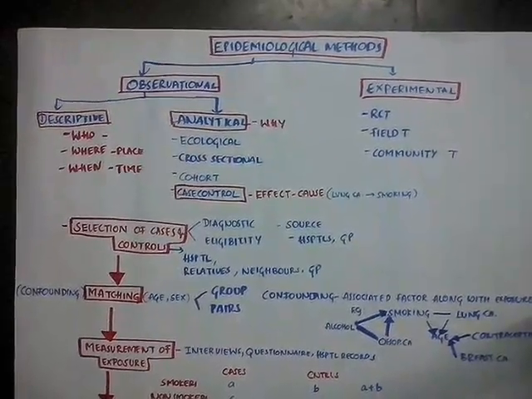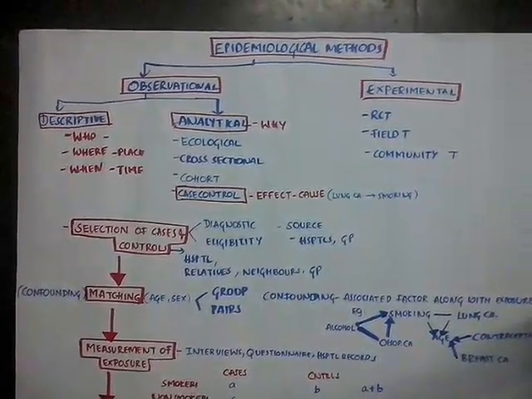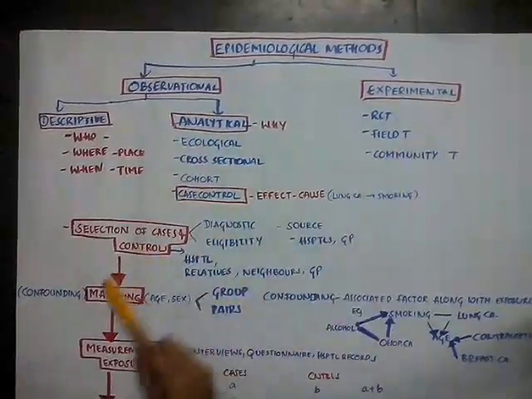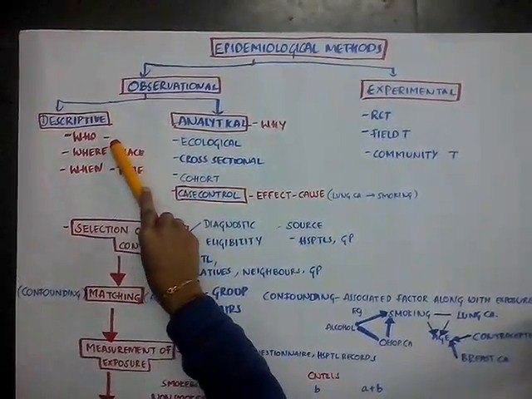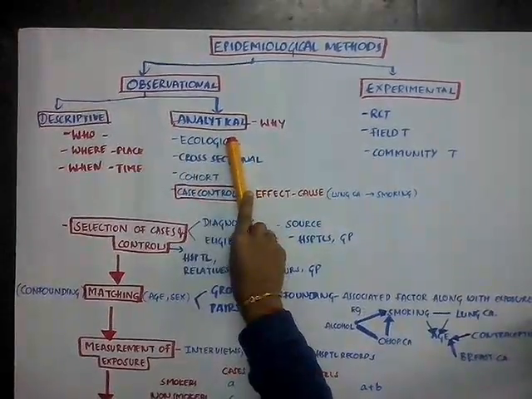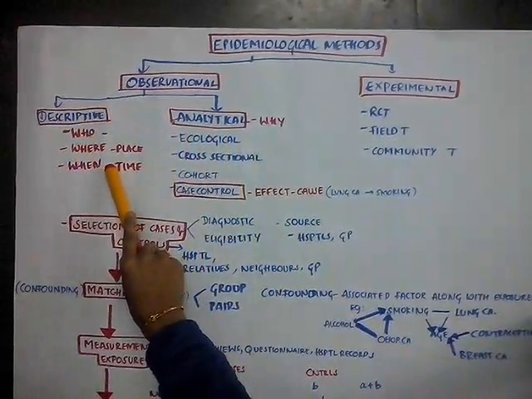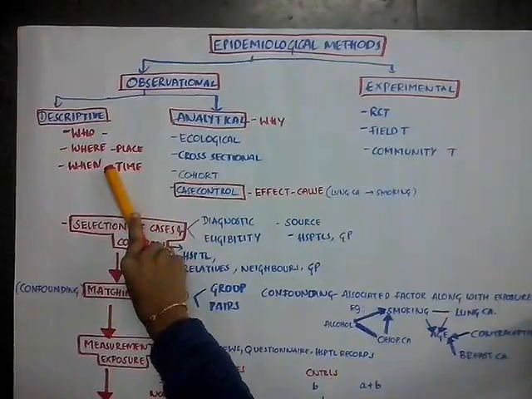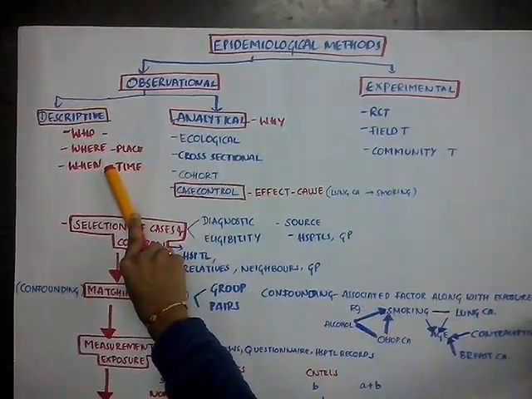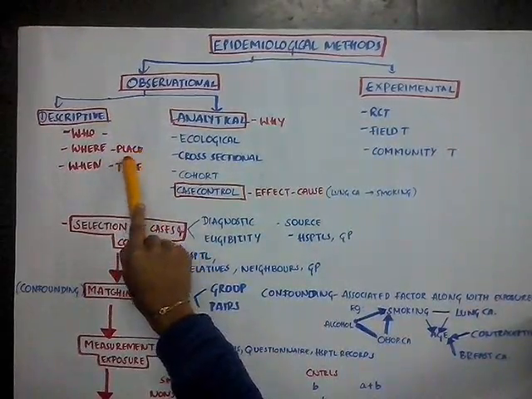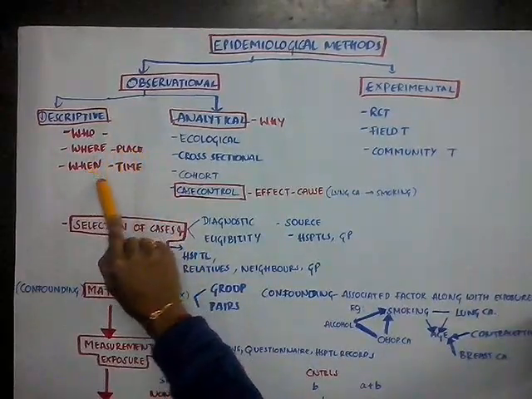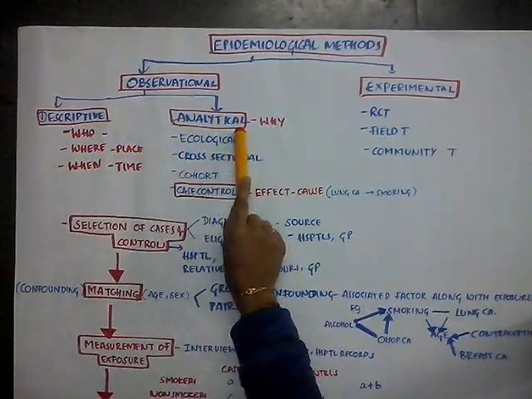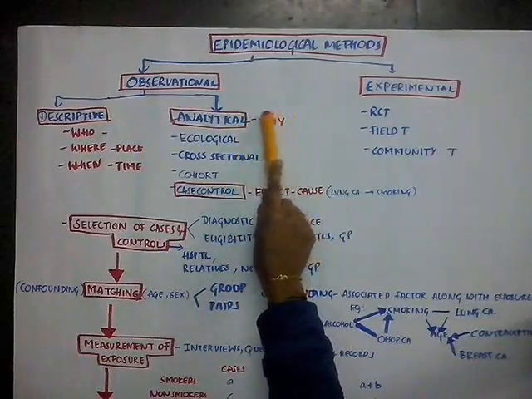Coming to the epidemiological methods, there are two types, observational and experimental. Coming to observational, there are two types again, descriptive and analytical. In descriptive, we have three questions, that is who, where and when. The place of the distribution of the disease and the time as well are described in descriptive, whereas in analytical, only the question is why.